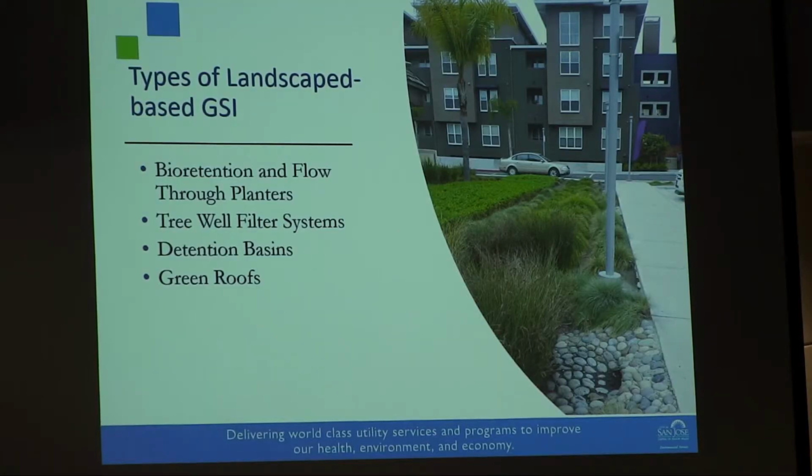Some of the most common types of GSI are bioretention and flow-through planters, tree well filter systems, detention basins, and green roofs. Primarily, I'm going to be talking about bioretention and flow-through planters because those are by far the most common types found in this area.